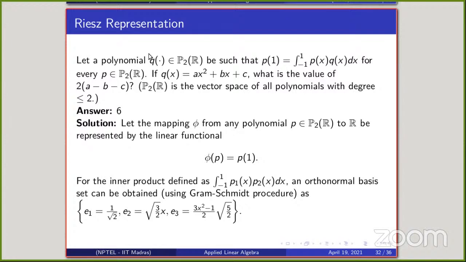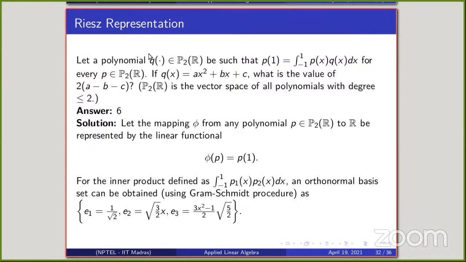We are told that there exists a polynomial q in the set of all degree 2 polynomials such that for any polynomial p, p of 1 equals the integral over minus 1 to 1 of p of x times q of x. If q of x has the form ax squared plus bx plus c, what is the value of 2 times (a minus b minus c)?